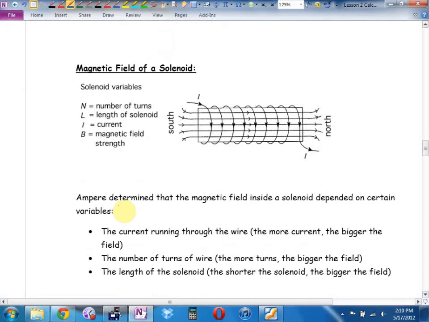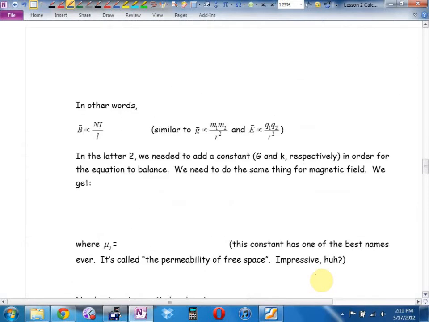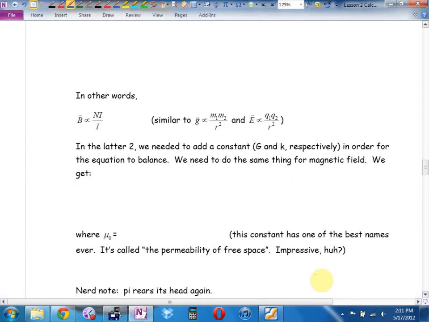Ampere played around with solenoids, and he noticed that the magnetic field strength that a solenoid created depended on three things. The current running through the wire, more current, bigger field. The number of turns of wire, more turns, bigger field. The length of the solenoid, he found the shorter the length, the stronger the field, the longer the length, the weaker the field. It's how densely packed the wires are. In fact, he found this. Turn the page.